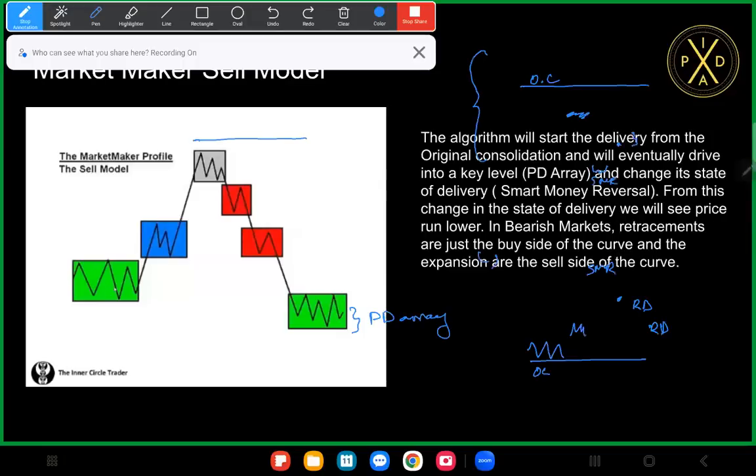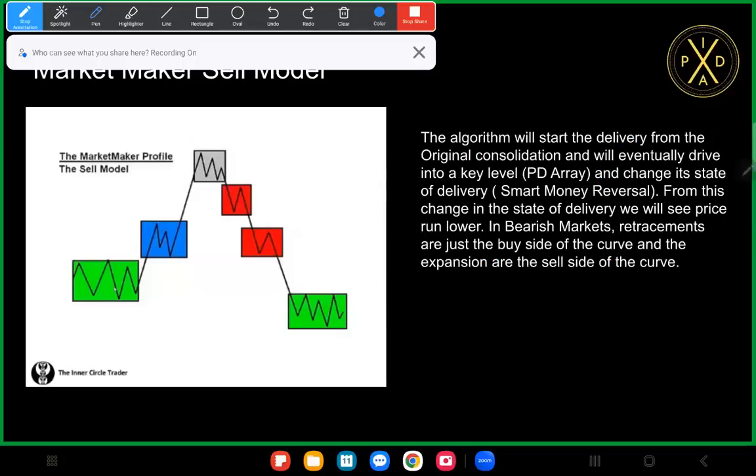So what do I mean by this? So this is a market maker sell model. So this is what's happening. So we understand that a market maker sell model is when price goes higher to then come lower.